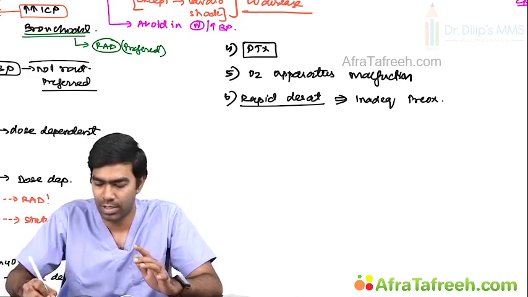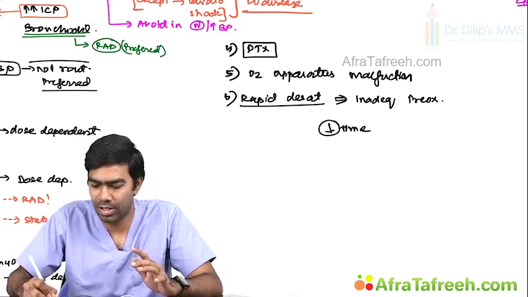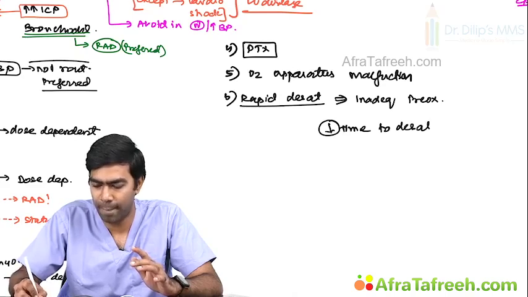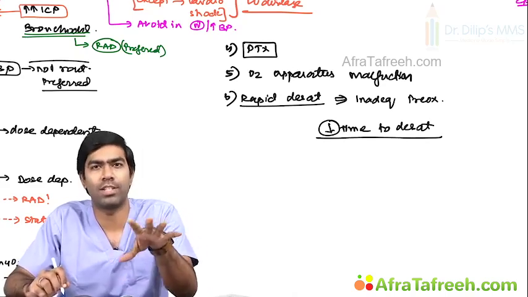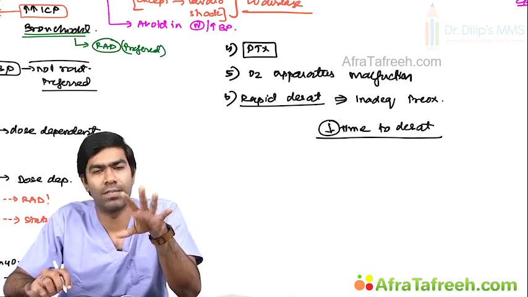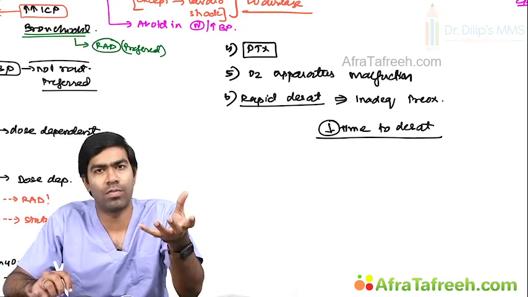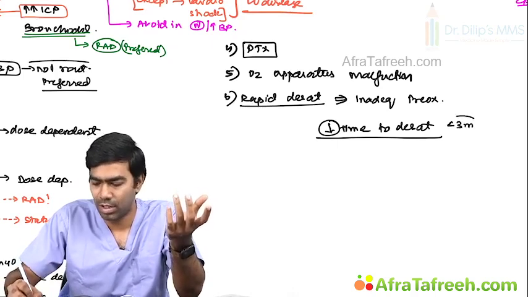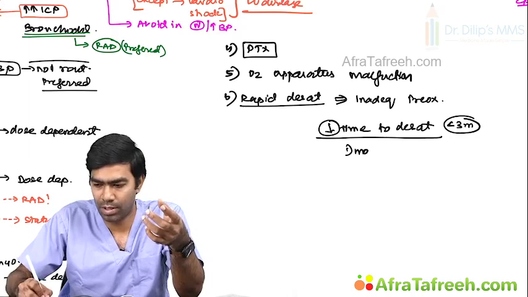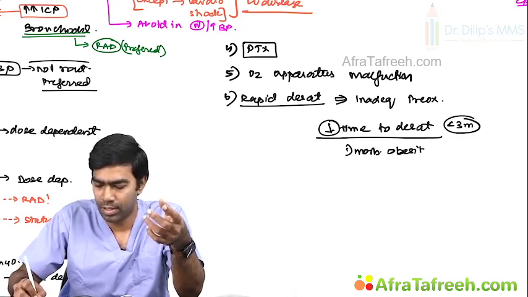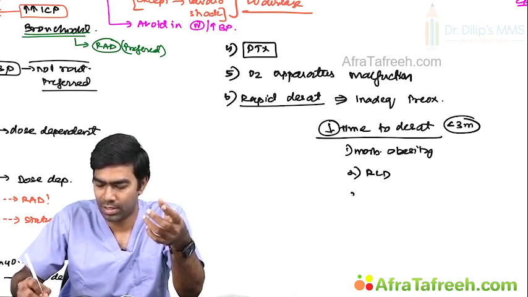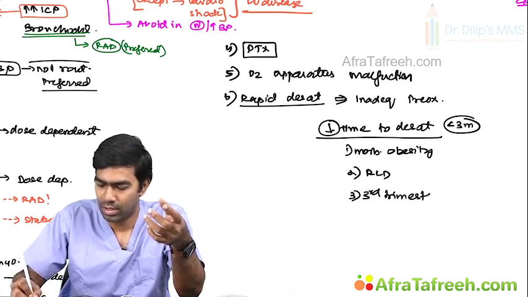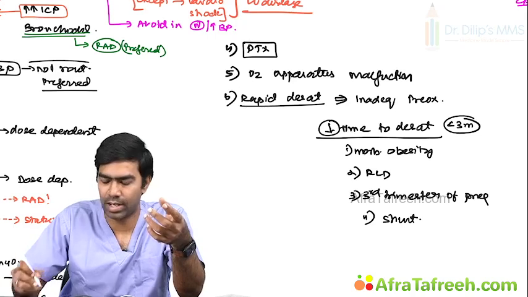Who are those set of patients? These are the patients where you have an extremely reduced time to desaturation. Remember, the normal time to desaturation is approximately 8 to 10 minutes in a very healthy adult. But certain group of patients might desaturate very, very fast within 3 minutes. Who are those? Number 1, people who are having morbid obesity. Second, people who are having restrictive lung disease. Third, people who are having third trimester of pregnancy. Fourth, people who are having shunt formation like ARDS.